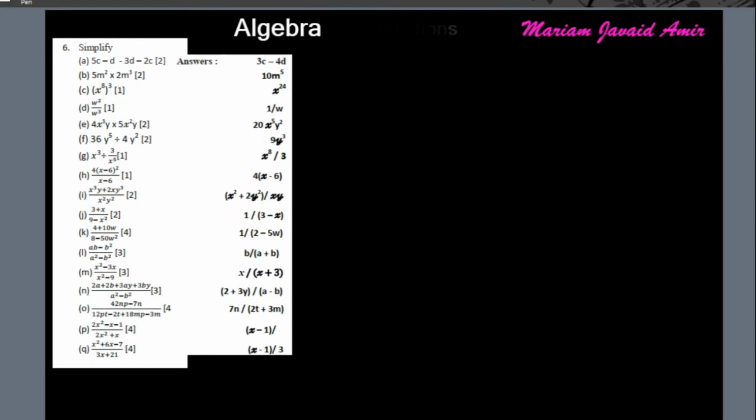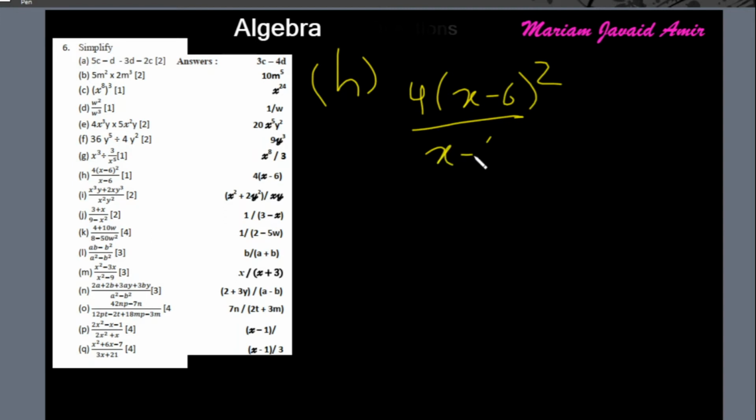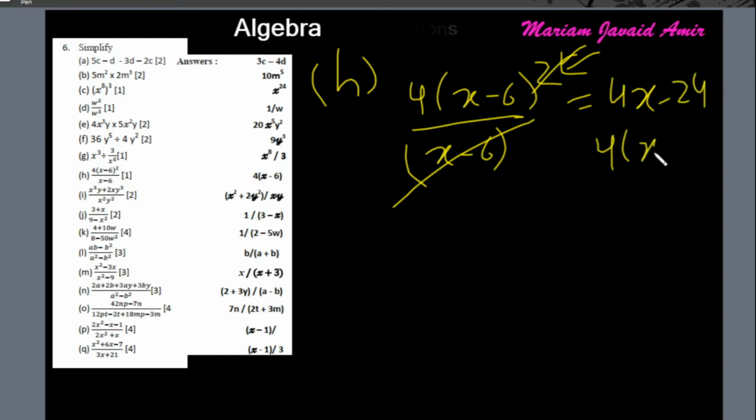Part H, 4x minus 6 whole square over x minus 6. Now we have x minus 6 times x minus 6 in the numerator and 1 x minus 6 in the denominator. So this will cancel out the power square, and we're left with 4x minus 24, or you may just leave it in the factorized form. Both are correct.